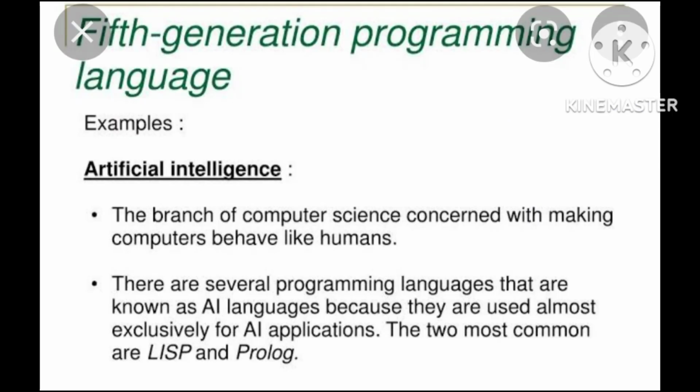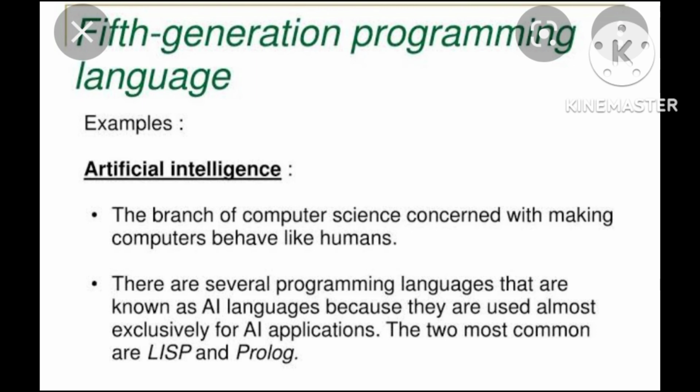And last, fifth generation of programming language. It is the branch of computer science concerned with making computers behave like humans. There are several programming languages that are known as AI, meaning artificial intelligence languages, because they are used almost exclusively for AI applications. The two most common are LISP and Prolog.